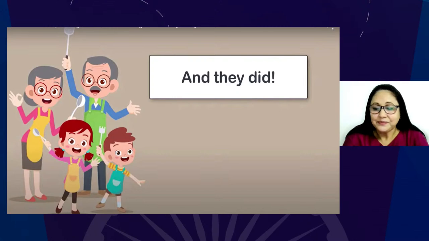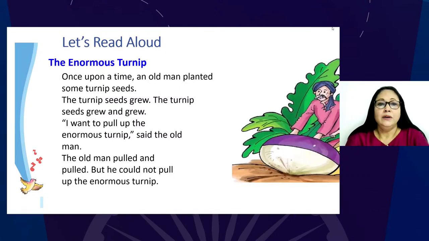Yes, sir. So now we are going to read the story aloud together. Okay, children, take out the lesson in your book. It is unit 3, chapter 6. I'm sure you must have already taken it out. Yes. So you will read along with me. Okay, so let's read aloud.